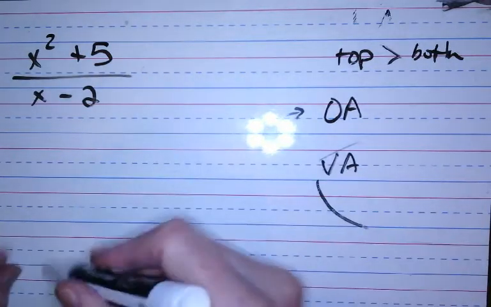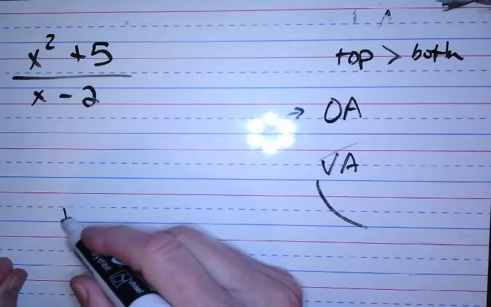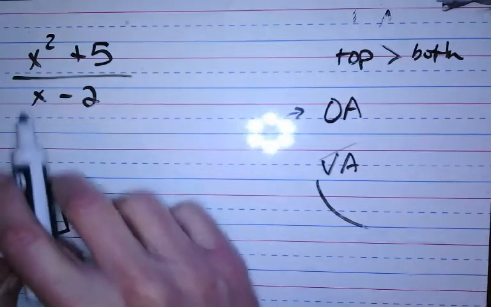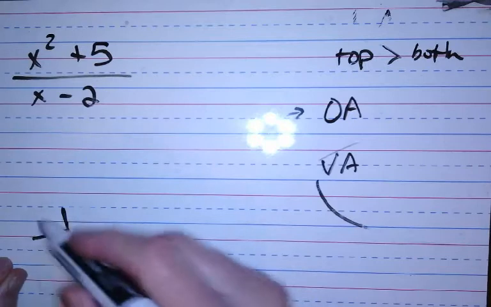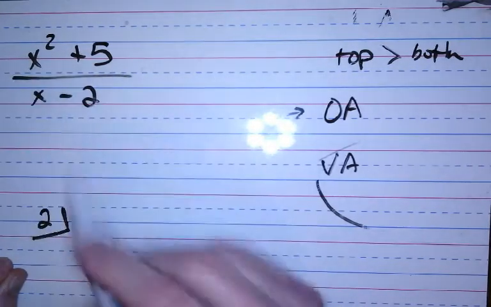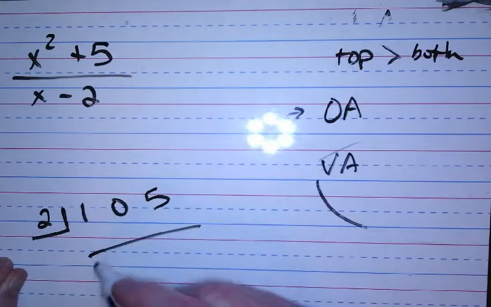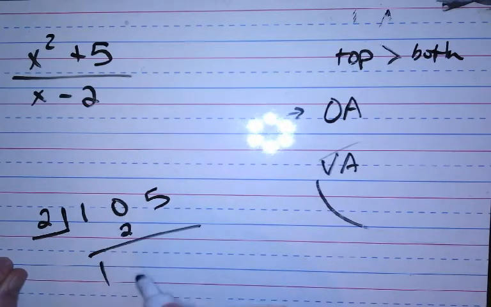So how do I find it? Well, I have to divide. So I've got the number that makes the bottom equal 0, which is 2. And then up here I have 1, 0, and 5. So I'm doing synthetic division, and I'm going to figure out what is going on here.